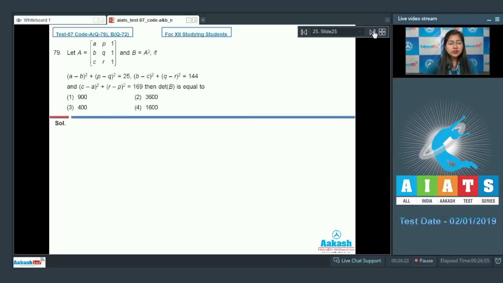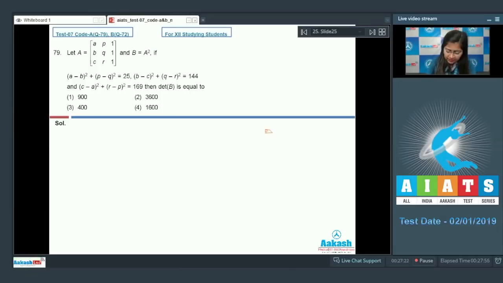Next is question number 79, which says that let A is equal to matrix [a, p, 1; b, q, 1; c, r, 1] and B is equal to A square. If (a minus b) whole square plus (p minus q) whole square is equal to 25, also (b minus c) whole square plus (q minus r) whole square is equal to 144, and (c minus a) whole square plus (r minus p) whole square is equal to 169, then determinant of B is equal to.